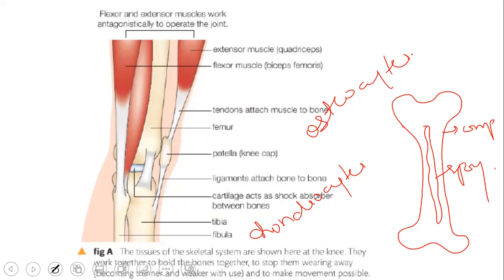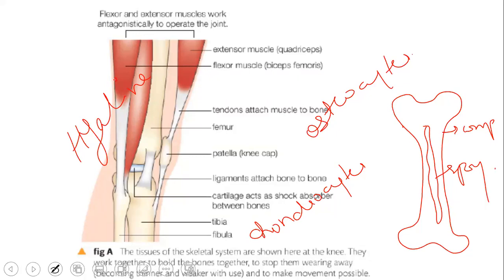Now, when we talk about cartilage, generally we have two types of cartilage. We have something known as hyaline cartilage. Hyaline cartilage is found at the ends of the bones, right? And in the nose, in your trachea, and also in your ear.